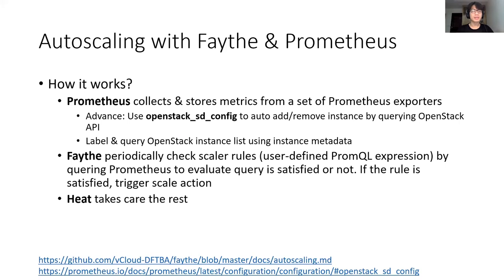Here is an example from our system. When the system is at peak hour and has really high traffic, we need to scale out more instances to serve user requests. When the system is off-peak, the traffic is really low, so we need to scale in and remove instances for other applications.